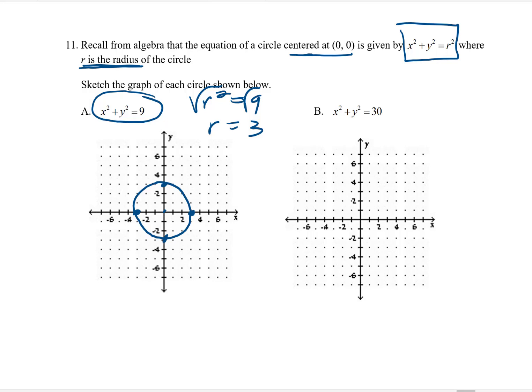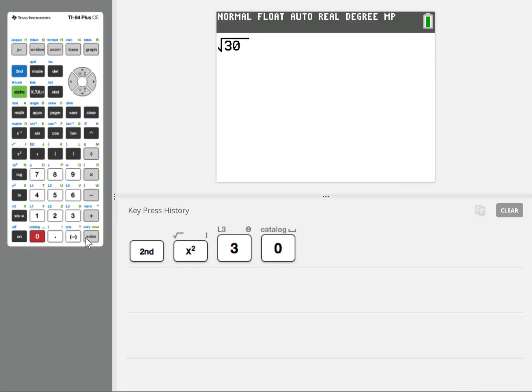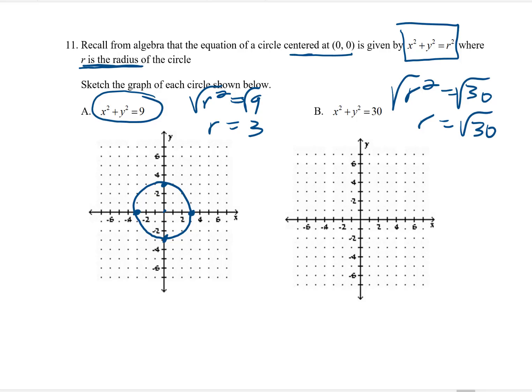What about letter B? Well, now the r squared is 30, which means the radius is the square root of 30. Now that's not a nice number. I'd have to go to the calculator and approximate that number. So according to the calculator, square root of 30 is around 5.5. And so I won't be perfect here, but going out from 0, 0, I'll count around 5.5 spaces in each direction, left, right, up, and down. And then again, connect the dots, and we've got ourselves a circle. And so here would be the graph of that second circle.